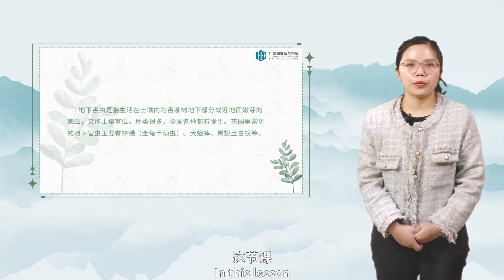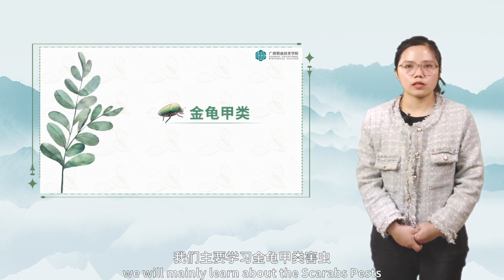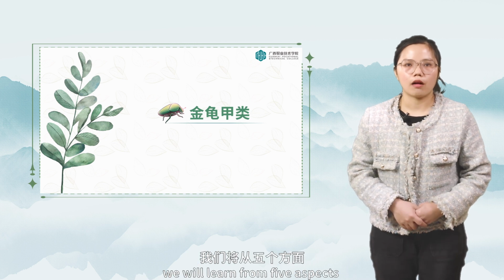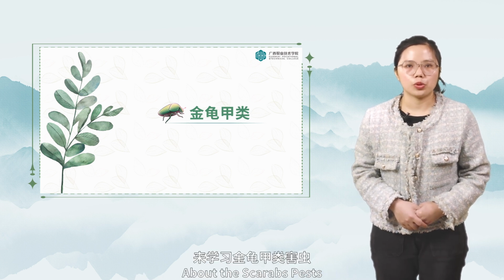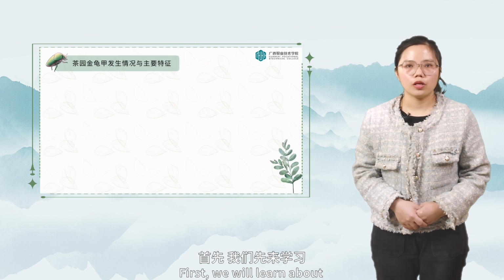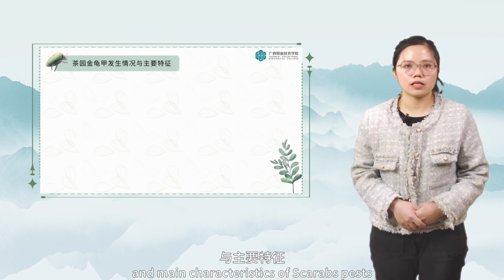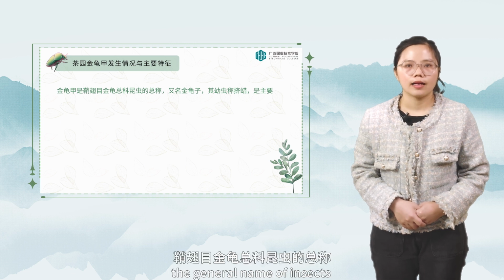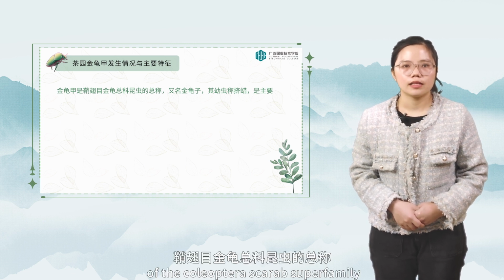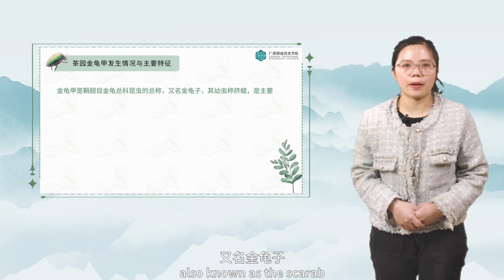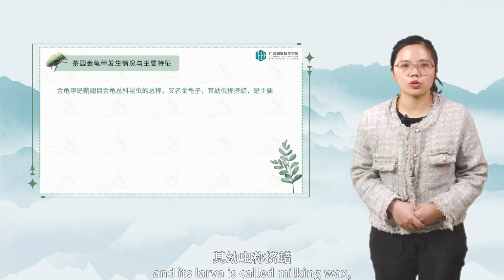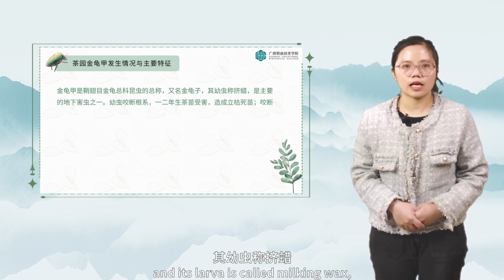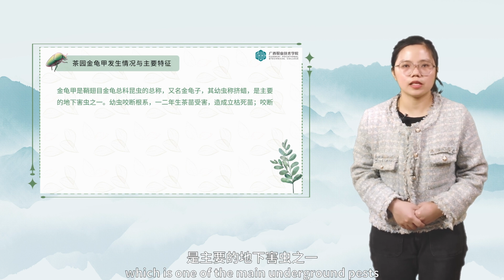In this lesson, we will mainly learn about the scarab pests. We will learn from 5 aspects. First, we will learn about the occurrence and main characteristics of scarab pests. The scarab is the general name of insects of the Coleoptera scarab superfamily, and its larva is called grub, which is one of the main underground pests.